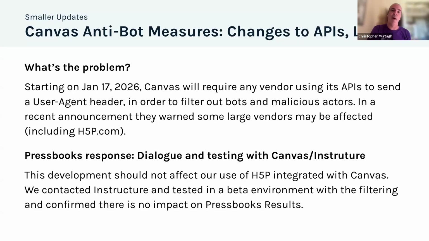and we tested that in our infrastructure, in our testing infrastructure, using a beta environment of theirs that had all the filtering in place. And we can confirm that no, this will not impact Pressbooks results. It also doesn't impact any of the H5P usage in Pressbooks, even if you're doing it through Canvas. So there's some good news on that. If anyone was worried, the crisis averted, no problem there.